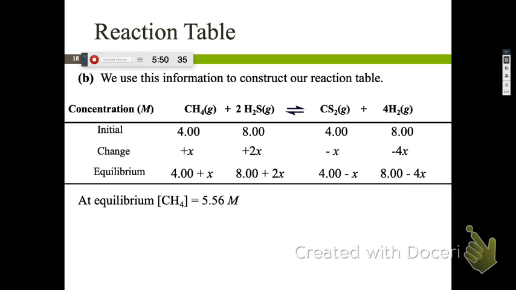So this is called an ice table. It allows us to figure out how much reactants are being used, products are being formed. But if you don't compare Q to K first, then you might as well just forget it because you're not going to know your signs.